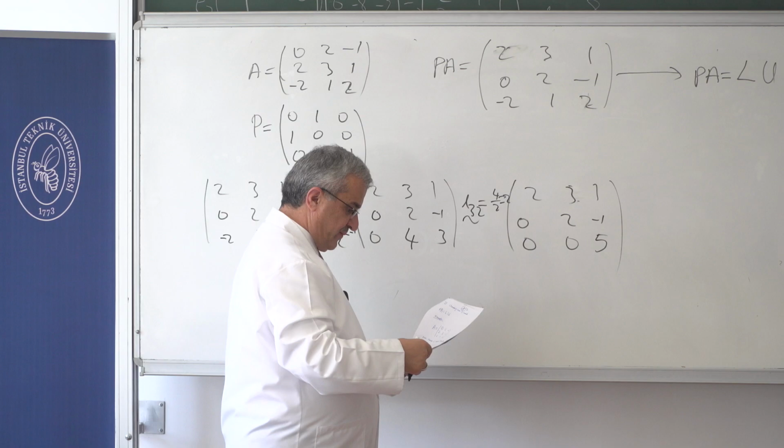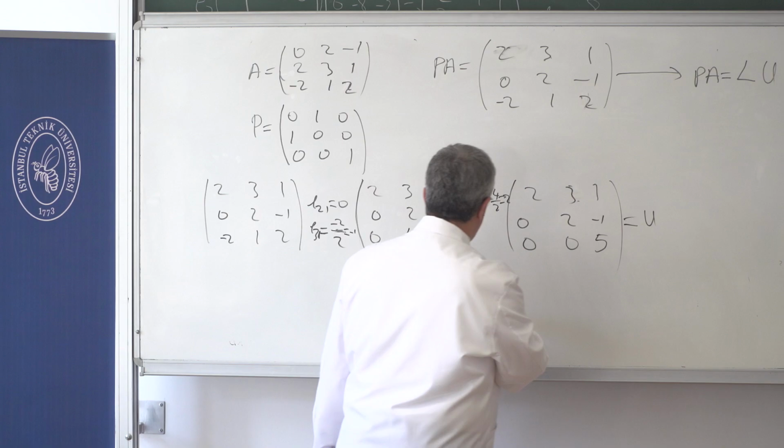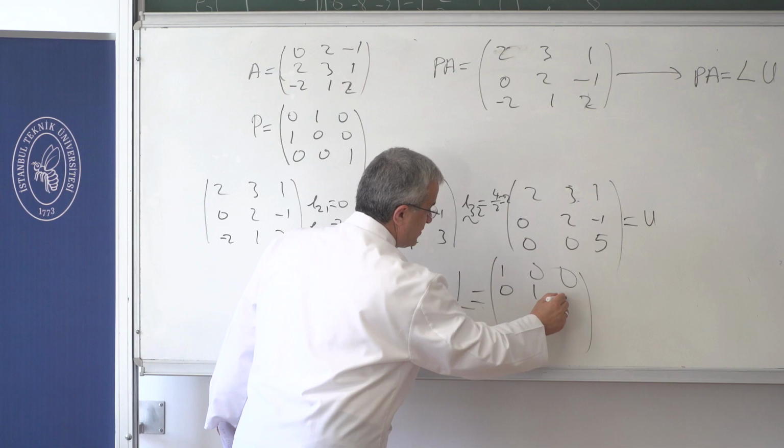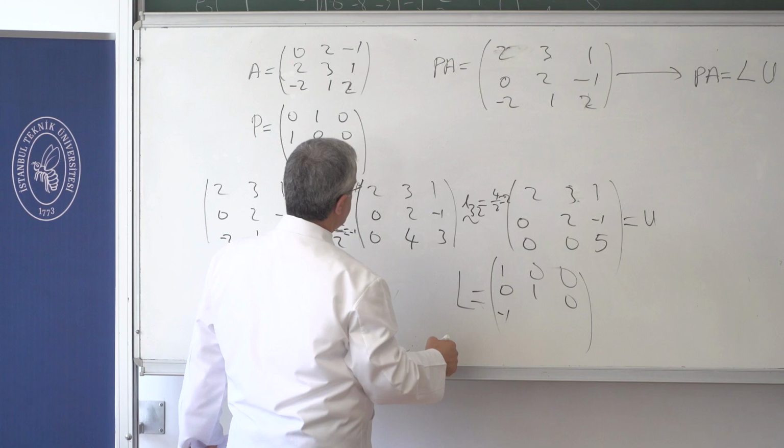Okay, here it is. This is U. And what is L? I will just write it. 1, 0, 0. What do I have here? L21. What is it? 0. This is 1, 0. What do I have here? L31. This is minus 1. This is 2. That's it.